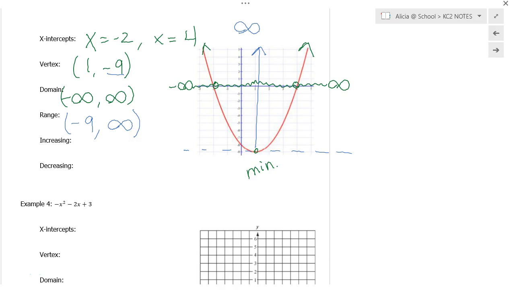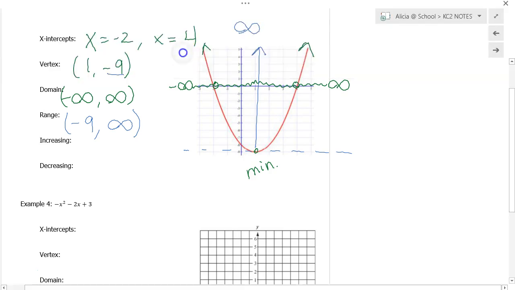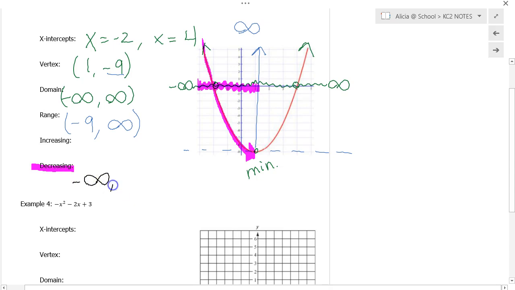Increasing and decreasing. We have to think about where we are going up and down. I'm going to read my function from left to right. So starting on the left side, my graph here is starting up here, and it's making its way down until I get to that vertex point. So I am decreasing on all these x values up until where I have that vertex point. So that's going to be for decreasing, wherever it's going down. And it is going down from -infinity until that x value from our vertex, which is 1.